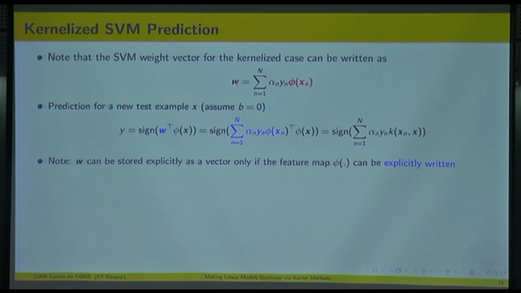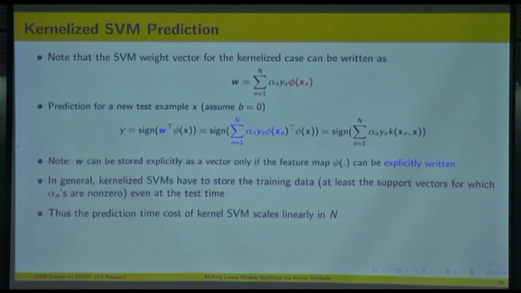But for most interesting kernels, phi is actually very, very high dimensional, so you don't have to store W. You just simply use this approach to make predictions. And that is another reason that if you are using kernel SVMs, you have to keep the training data at test time as well, because you can't just store W and throw away the training data. You have to keep the training inputs in memory, at least the support vectors, so that you can use those at test time to make predictions.